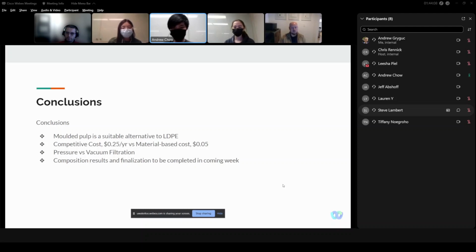In terms of pressure versus vacuum, filtration is preferable for industrial production, as it is good for continuous mass-based production. Pressure is preferable for the lab-based scenario, as we will be producing each set individually. The composition results are expected to be finalized in the coming week.